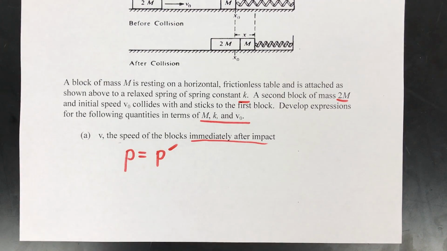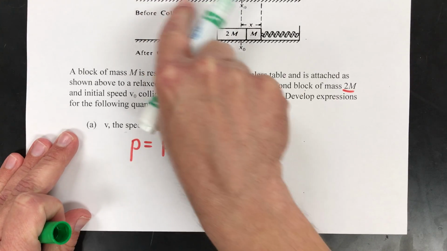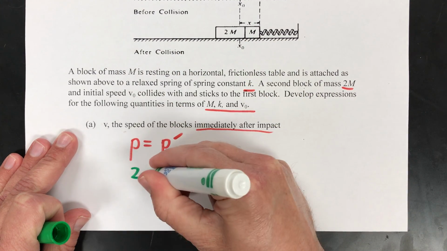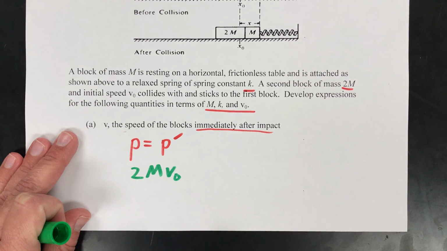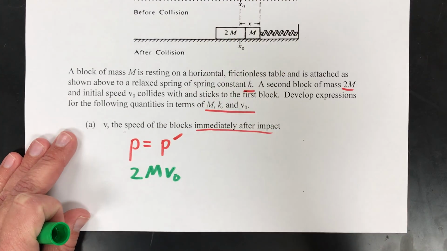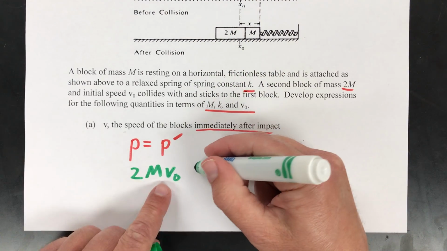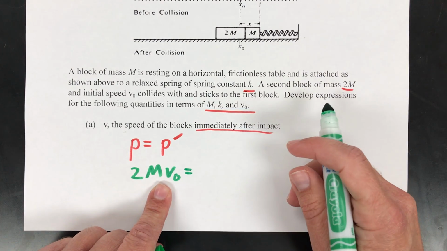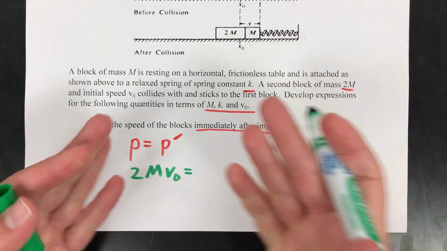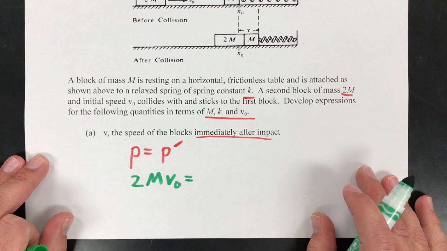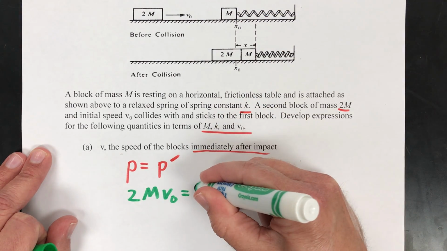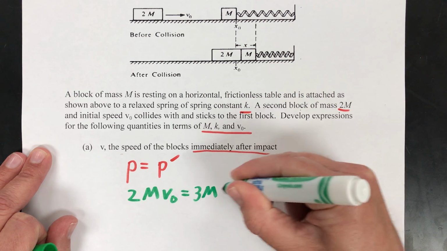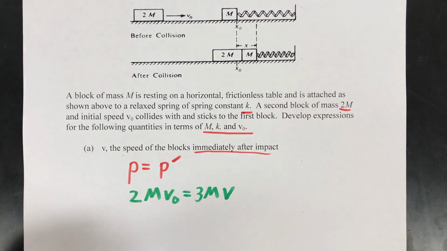So beforehand, we only have one thing moving. Mass times velocity is our momentum. So the first block, its mass is 2m and its velocity is v0. The second block isn't moving at all, so it has no momentum. So this is the total momentum of our system beforehand, so it's equal to the total momentum of our system afterwards. Afterwards, we have all the mass moving. So we have a total of 3m moving at this new speed that they're just calling v here.